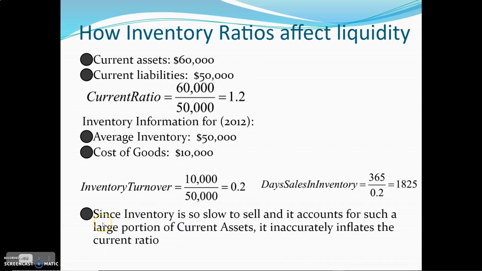So what exactly happens? Well, since the inventory is so slow to sell and it accounts for such a large portion of the current assets, it inaccurately inflates the current ratio. So this is something to be aware of, that you can't just go and look at a company's ability to pay its debts just based upon the current ratio when we're talking about merchandising businesses. In fact, we should take a closer look at these inventory turnover rates or ratios before we can make any conclusions about its ability to pay its debts.